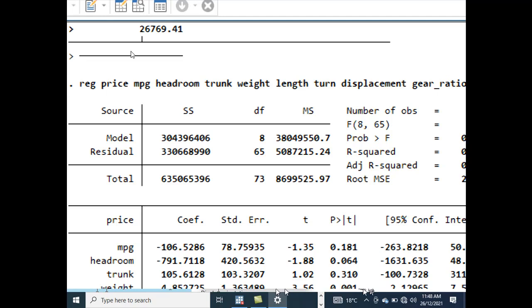And the answer to this one, 38049550.7 divided by 508721.5.24, gives you 7.48. And then it calculates a p-value. This is a Stata way of representing a p-value, probability greater than F. This number, represented by Prob > F, is the p-value associated with this test.